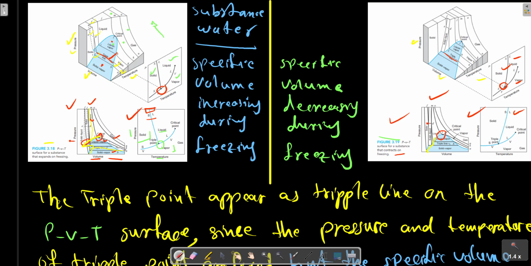This is the difference between the two solid-liquid areas: in the first case the substance goes to solid and then liquid, and in this case the substance goes liquid and then solid. The next section is the PVT behavior of low and moderate density gases.